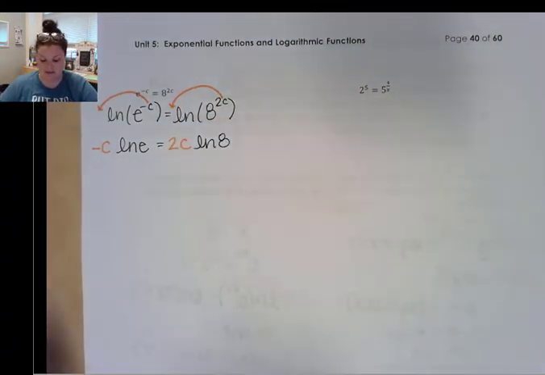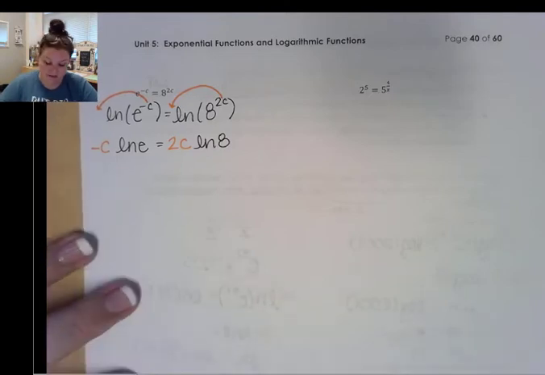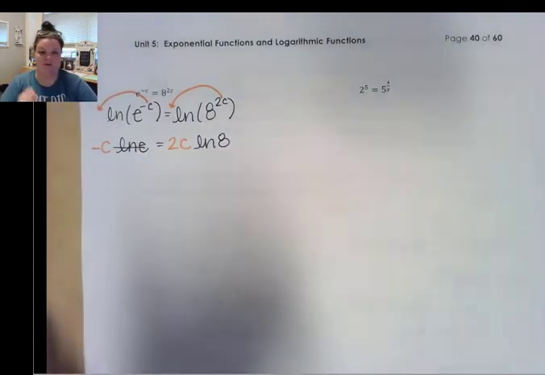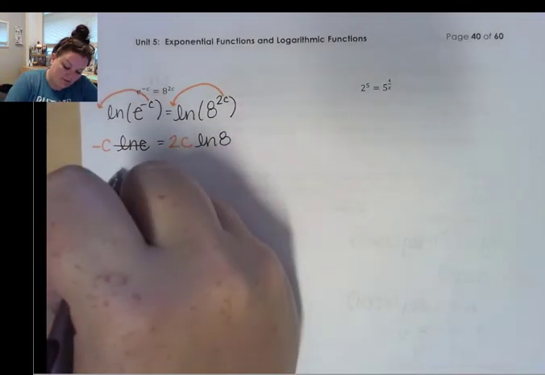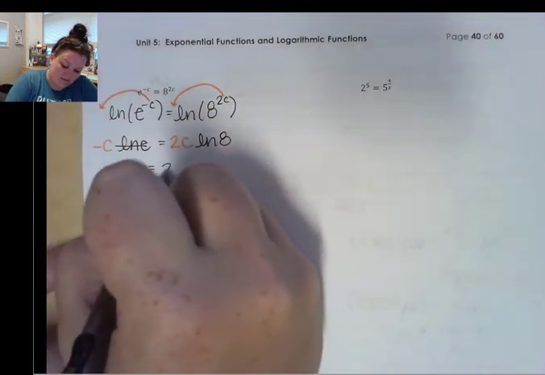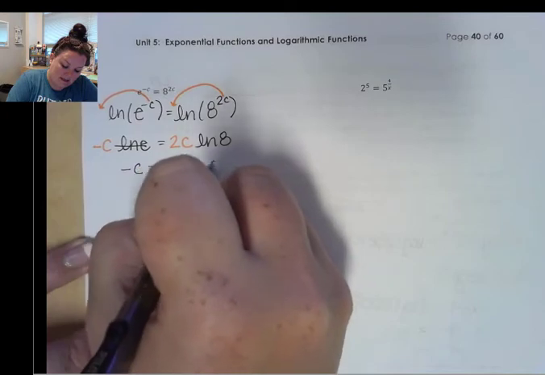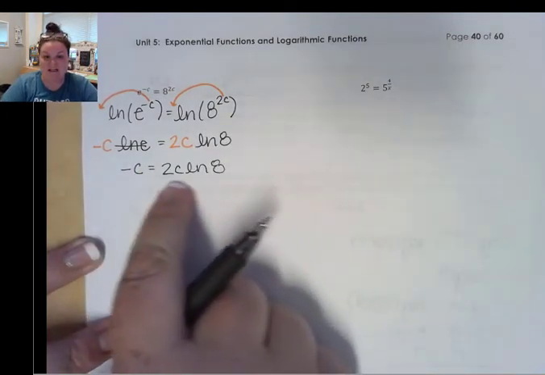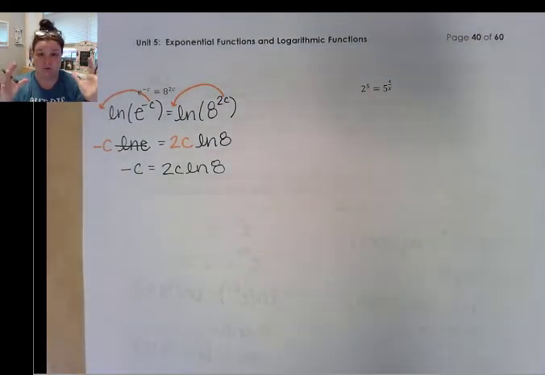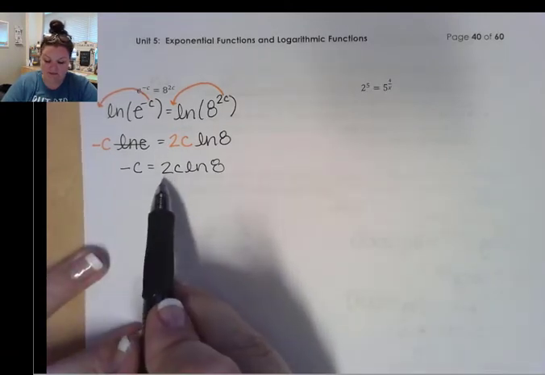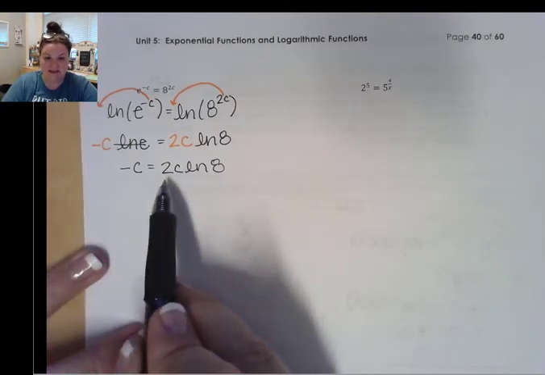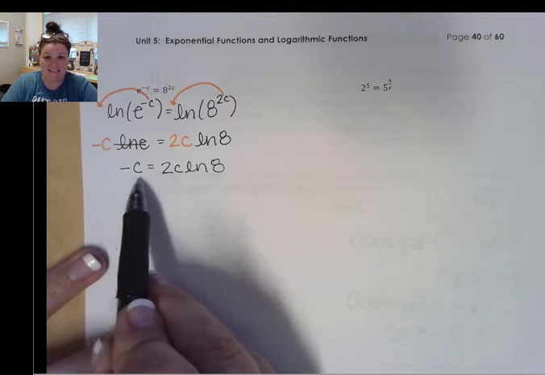Okay. Now, just like before, ln and e is going to cancel out. Those are inverse functions. So really what I'm left with is negative c is equal to 2c ln 8. 2c ln 8 is all one term. It is a term that contains c, which is what I'm solving for, right? So I have this term that contains c, and I have this term that contains c.